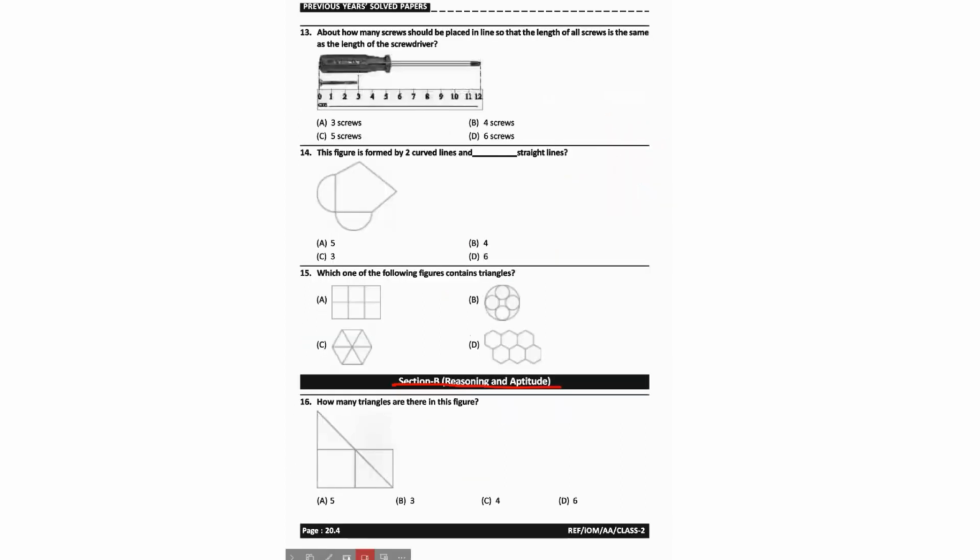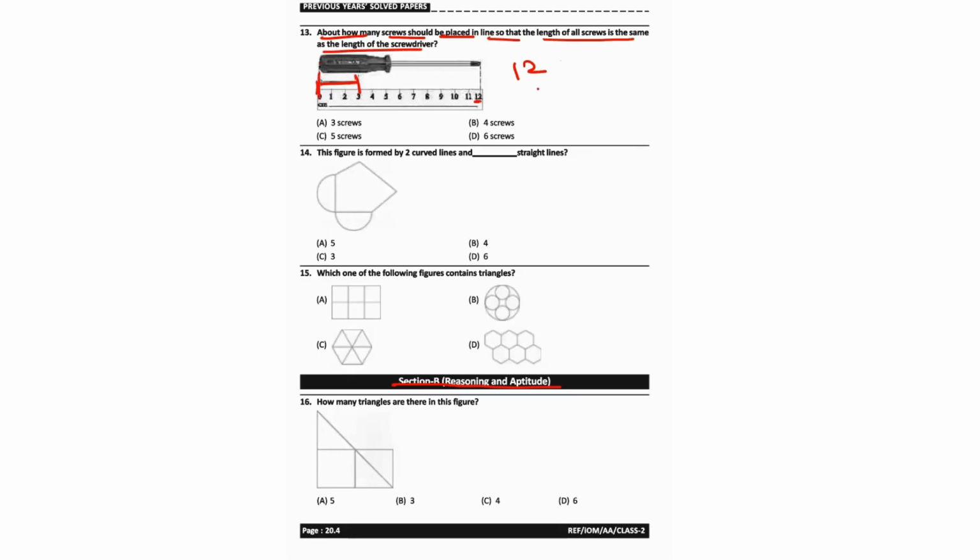Next, number 13. About how many screws should be placed in the line so that the length of all the screws is same as the screwdriver. This is the screwdriver which starts from 0 and ends at 12. So this is 12 centimeters long. Okay. One screw is 3 centimeters long. So how many such screws needed?